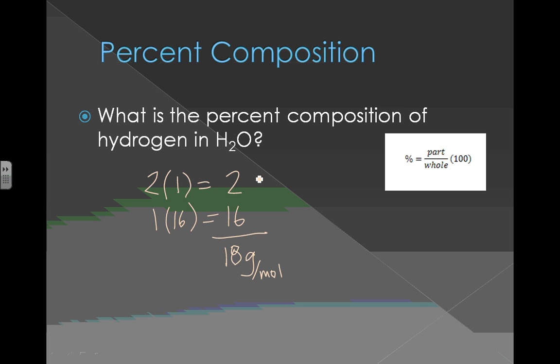So in this case, we're looking for the percent composition of hydrogen. Our part is 2, and this is our whole. So 2 divided by 18, times 100, of course, I forgot to write that down, is going to give us about 11.1. I'm not doing significant figures here, I'm just showing how to calculate the percentages. So 11.1% is the composition of hydrogen in water.